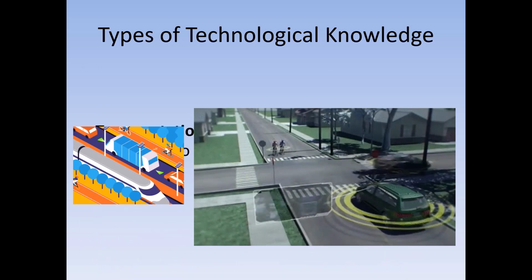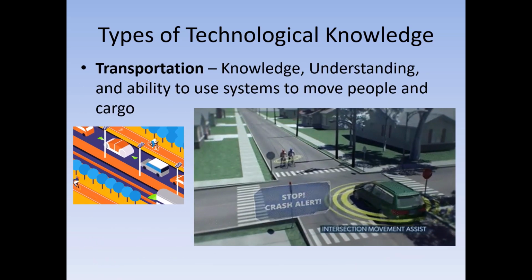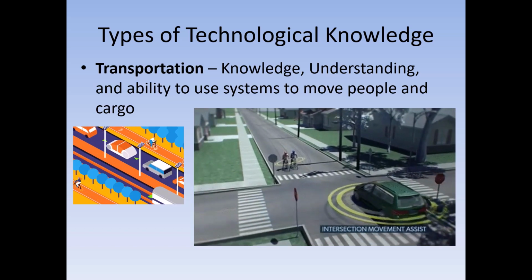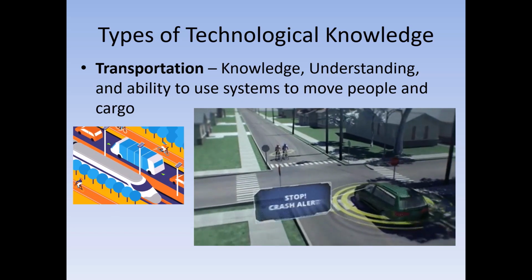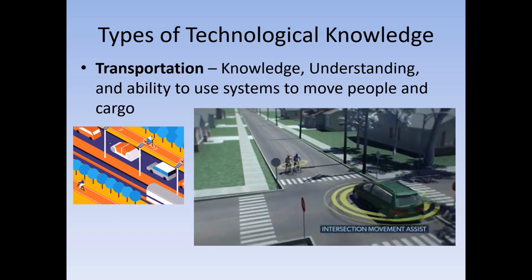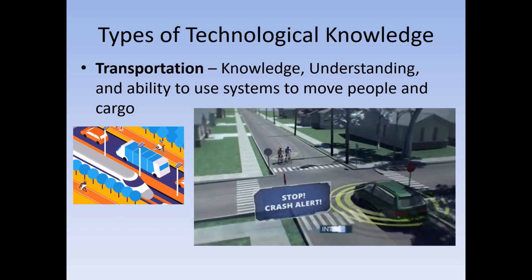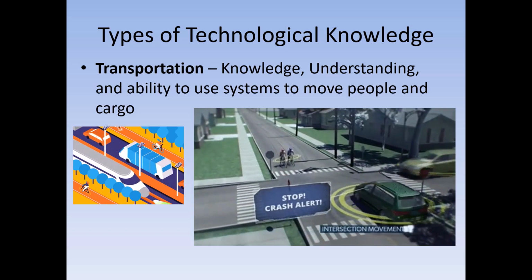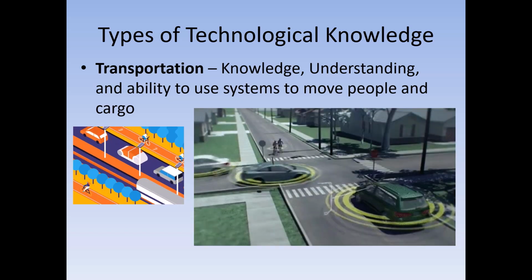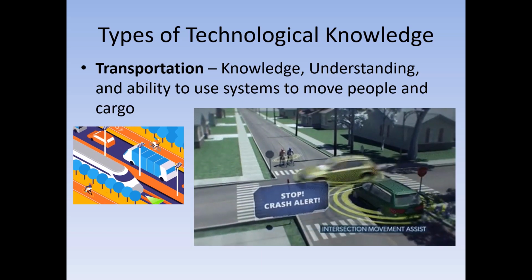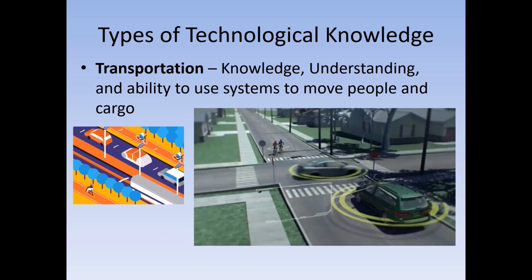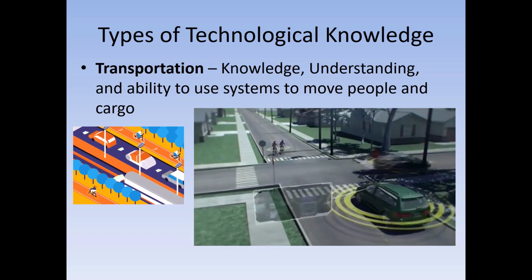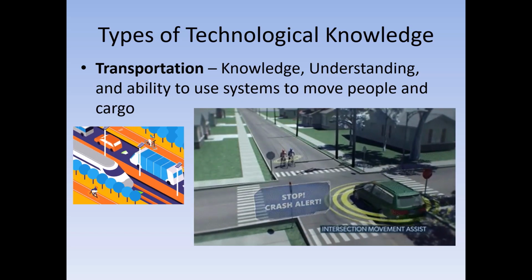And then finally, transportation. Transportation is our knowledge, understanding, and ability to use systems to move people and cargo. Now, once we get to this more, it's moving people and cargo from an origination point to a destination, but we'll just leave this here for right now. But there's so many different areas of transportation. There's flight, there's vehicles, there's trains. All of these different things are used to move people from one place to another. And that's transportation knowledge.